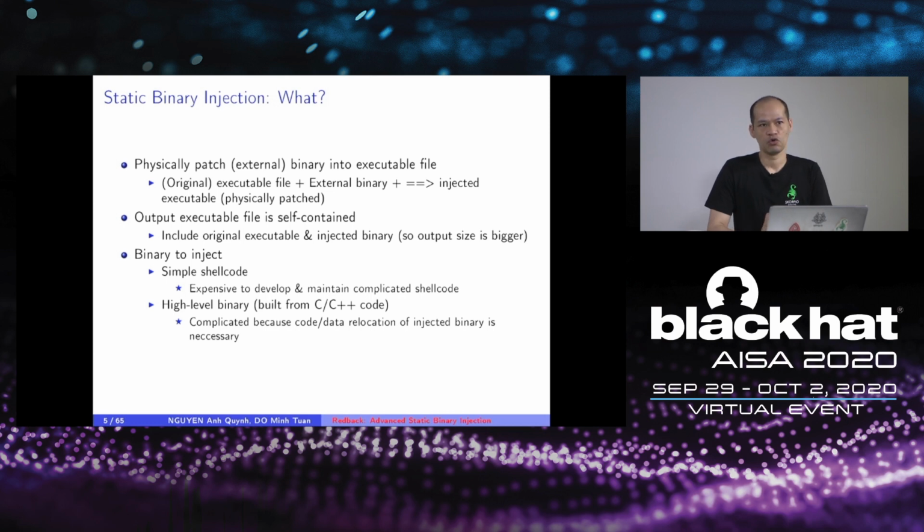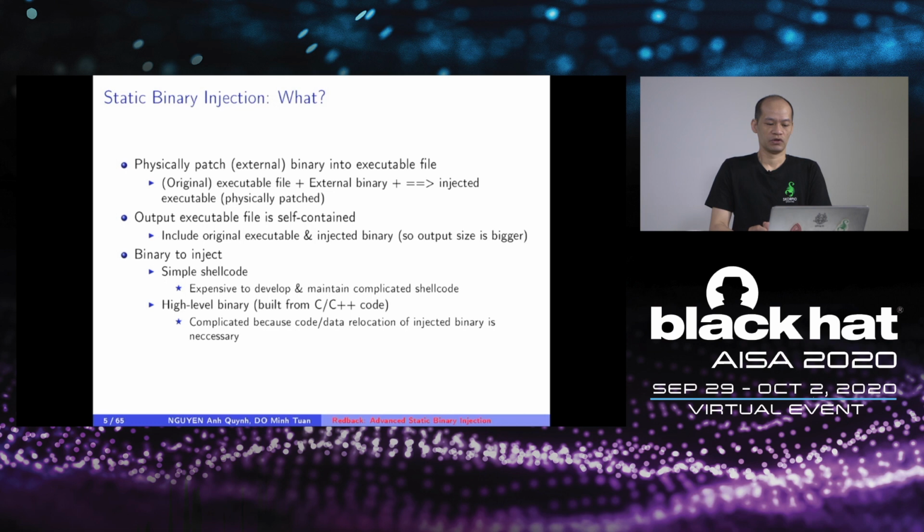There are two main types of binaries to inject. The first one, very simple, is shellcode. We can inject shellcode into an executable file, and because shellcode is very simple, it's very easy to develop a tool to inject shellcode into the executable file. But on the other hand, because shellcode is mainly written in low-level assembly language, it's very expensive to develop and maintain complicated shellcode.